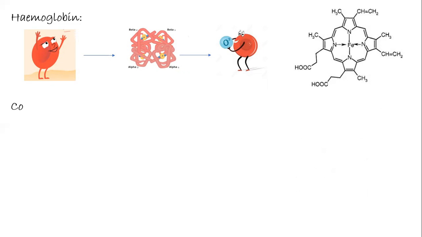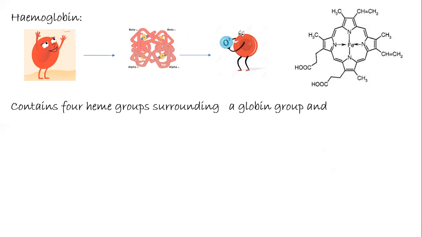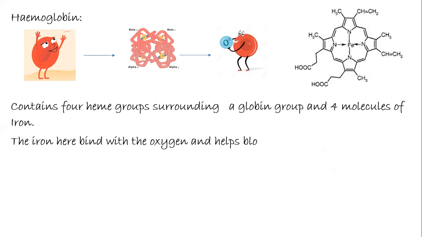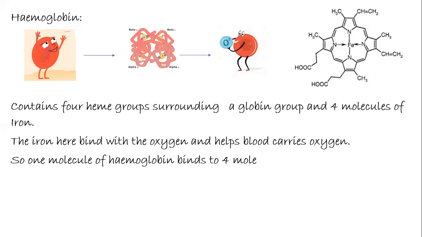Now, from this structure, we can say that hemoglobin contains four heme groups which are surrounded by a globin group and four molecules of iron. The iron here binds with the oxygen and helps the blood to carry it. So one molecule of hemoglobin binds to four molecules of oxygen.